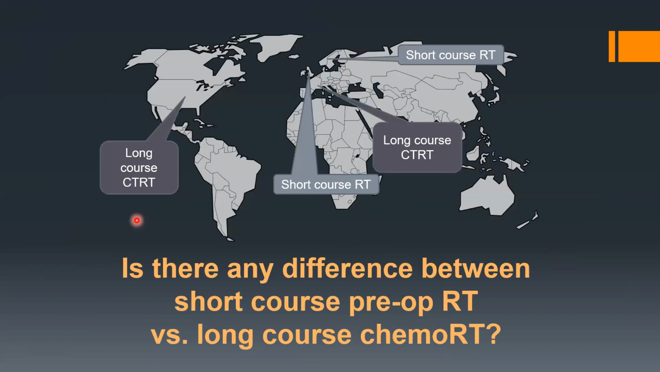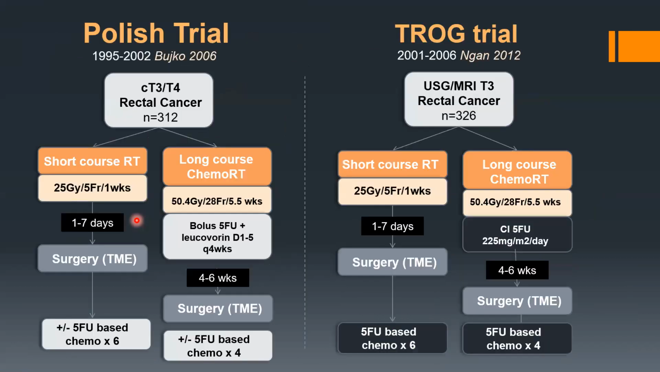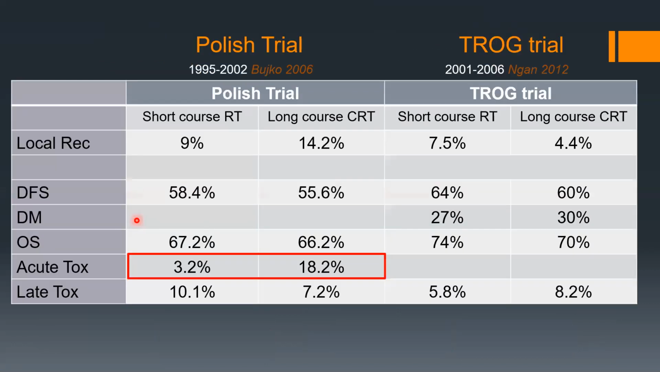Now, as I mentioned, there were geographical differences in practice between short course radiotherapy and long course chemoradiation. So 2 randomized controlled trials were performed, the Polish trial and the TROG trial, which compared neoadjuvant short course radiotherapy with long course chemoradiation. They had very similar designs, and both of these studies allowed adjuvant chemotherapy at the end. The results showed that there was no difference in local recurrence rates, no difference in disease-free survival, no difference in distant metastases, no difference in overall survival.